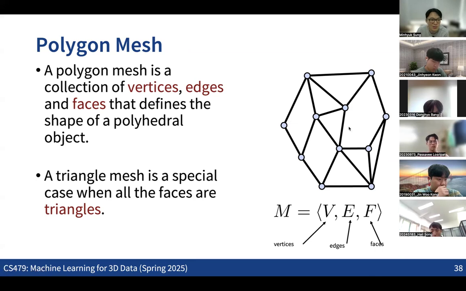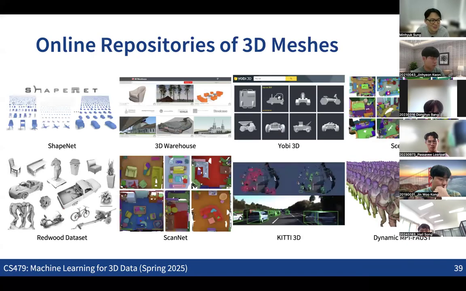Actually, you will see that it's not that straightforward to infer the faces only from the vertices and the edges. That's also a quite difficult problem. So that's the mesh representation, and you can see that there are quite many datasets, like ShapeNet, the 3D Warehouse, and many others. Those are representations having meshes as the 3D data.